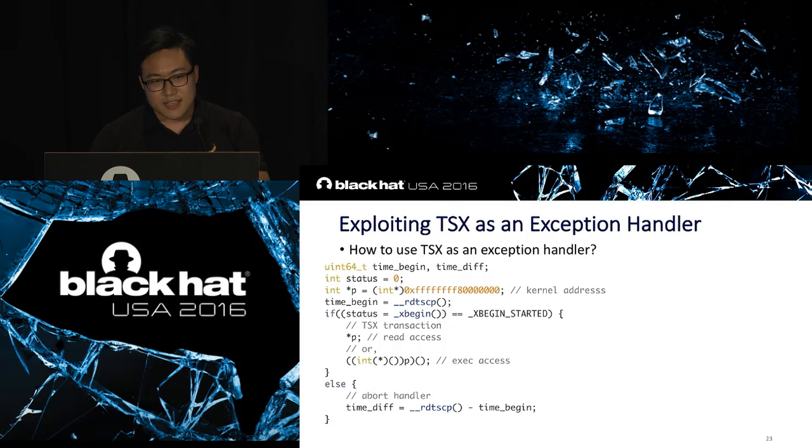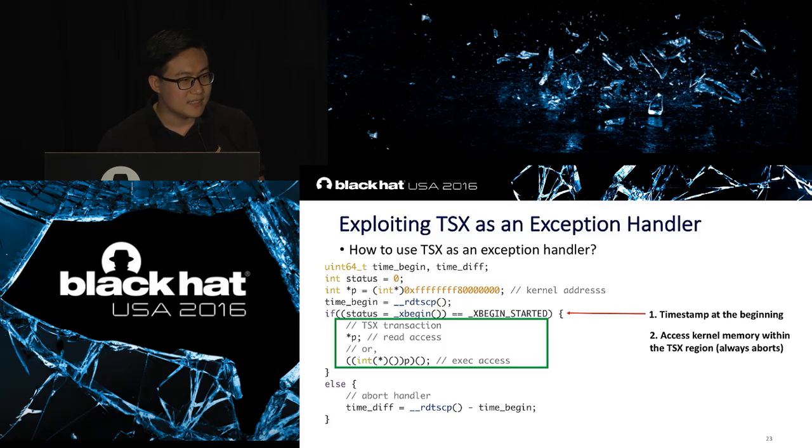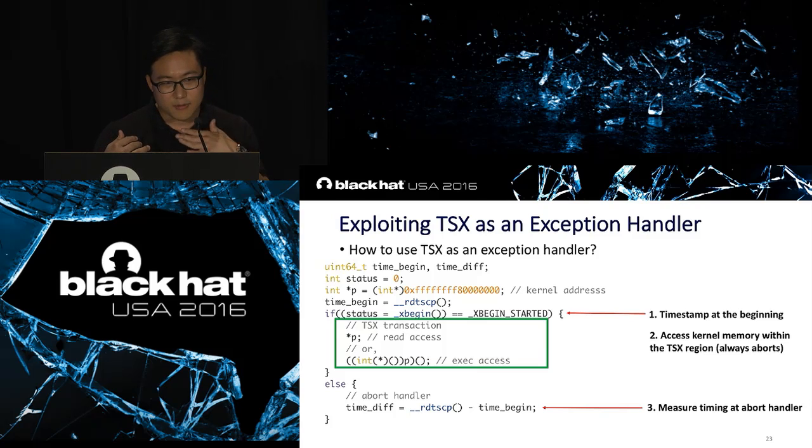And using TSX to catch this timing is very similar to using try except. So we can use the following code to check the timing. Before invoking the TSX region, we can get the timestamp by calling rdtscp, and then we try to access a kernel address inside the TSX region, which will always fail. Then the processor will call the abort handler. So we measure the timing before getting into the TSX region and at the abort handler to measure the timing for the page fault.